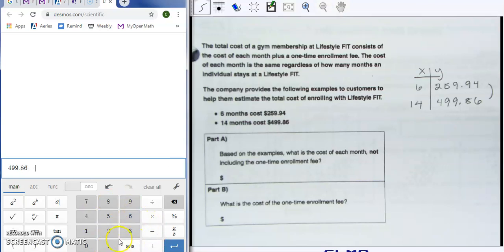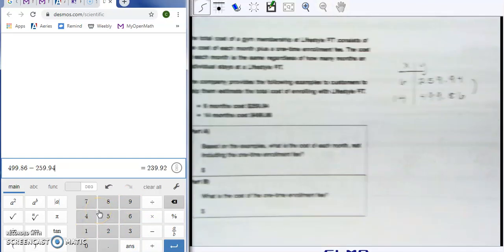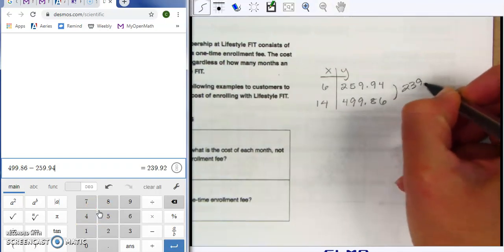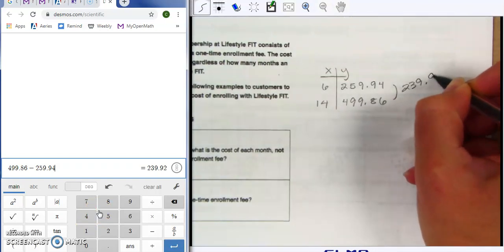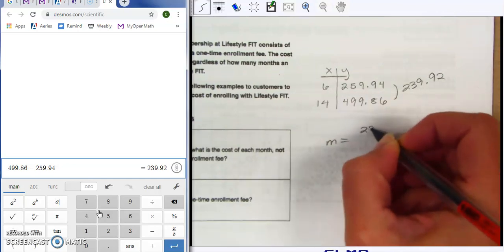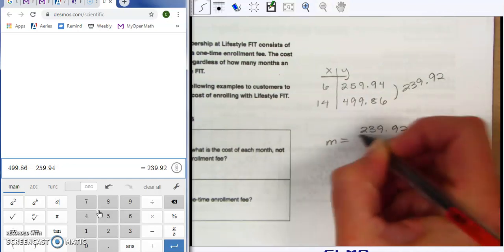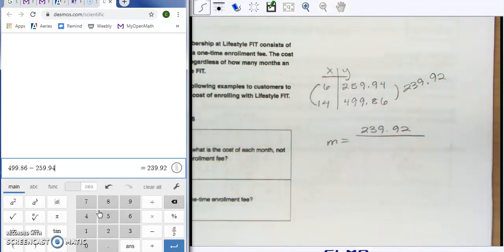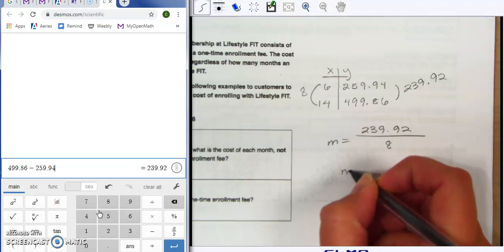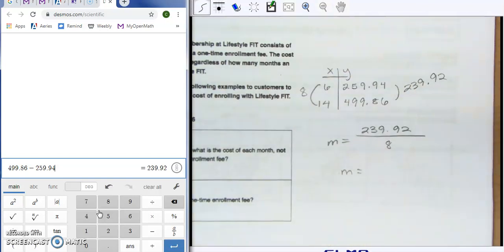499.86 minus 259.94 means that change for those months was 239.92. All right, so my M would be change in Y, 239.92. For how many additional months? Well, from 6 to 14 would be 8 additional months. And so we need to go ahead and divide that. So let's take that answer.